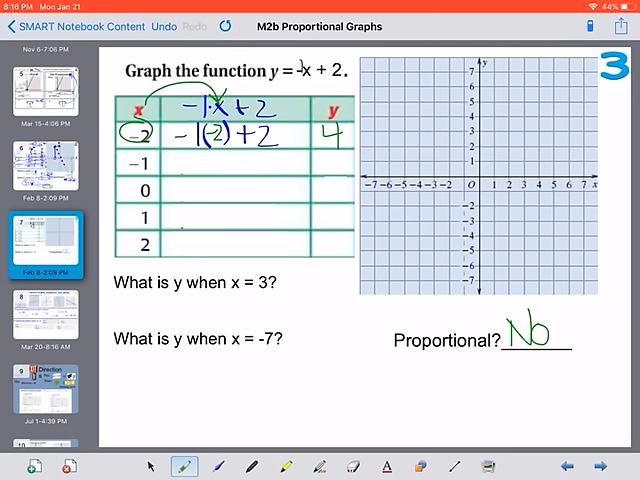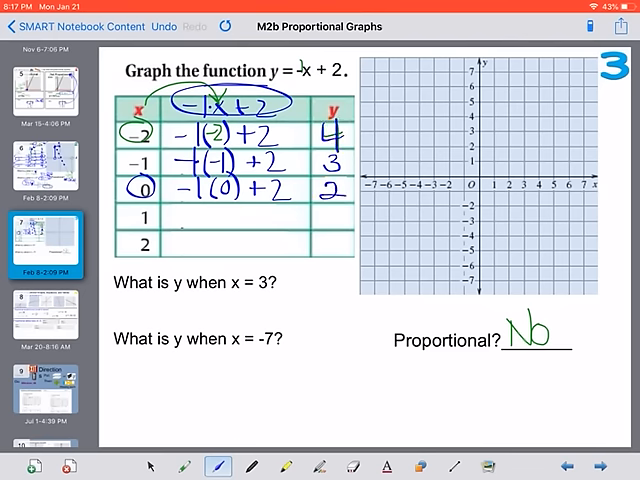Then our next point, we're going to do the same thing. Negative 1 times x, but x is a negative 1, and then add 2. Negative 1 times negative 1 is a positive 1. 1 plus 2 is 3. Then plugging in a 0, negative 1 times 0 plus 2. Remember, I'm just restating my same equation over and over, but instead of x, I'm plugging in whatever x is equal to. Anything times 0 is 0. 0 plus 2 is 2.